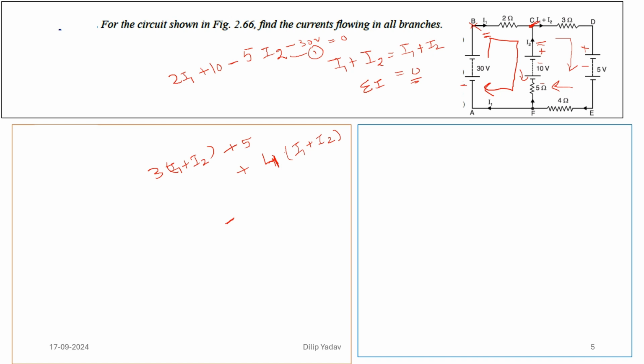Now, the direction of the current is I2. We have taken I2 in the same direction as we are taking, so I2 will be like this, and this will be the 5 ohm. Coming to this point, it has a negative terminal, that is minus 10. So minus 10 volt is equal to 0. This will be the second equation.